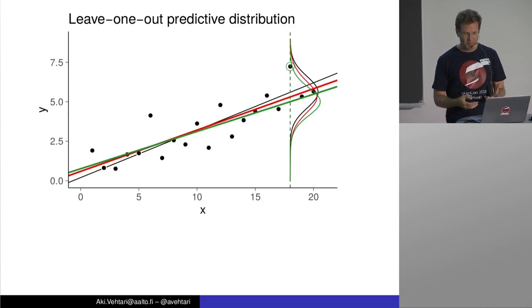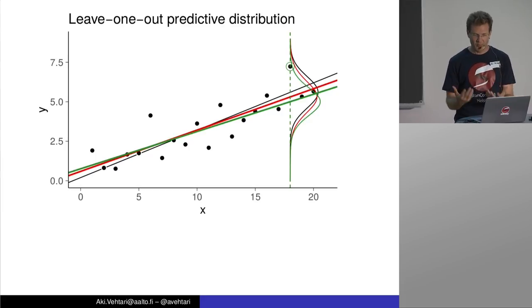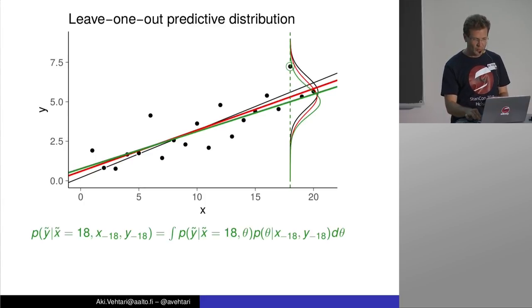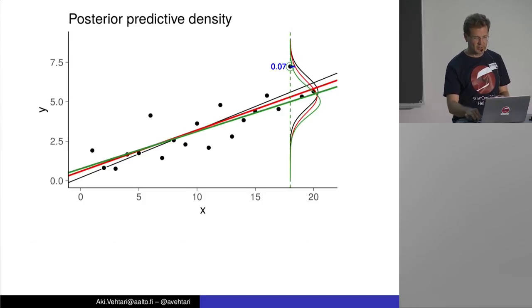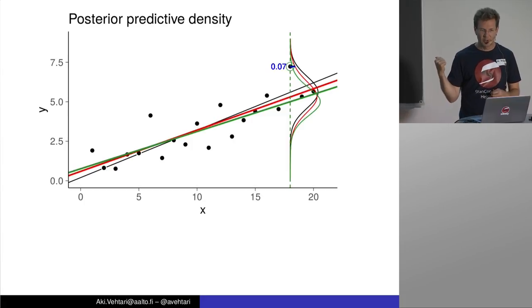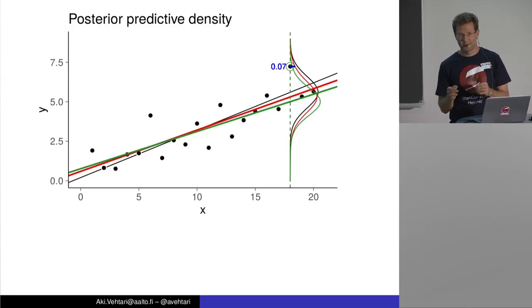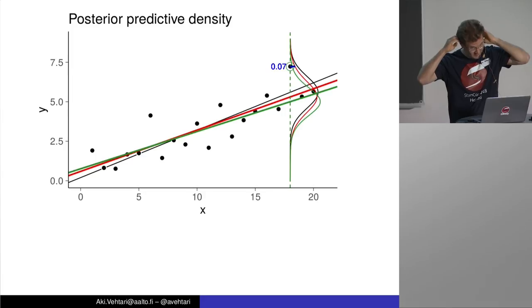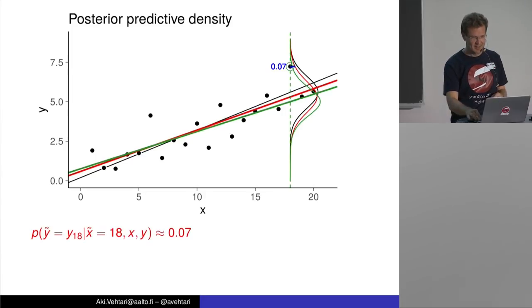And how we then look at how good this predictive distribution is, this is just the equation for that predictive distribution. Here I first show the posterior predictive density. So we make the predictive distribution and we evaluate it at that point where we have that test observation and compute the density there. And it's now 0.07.